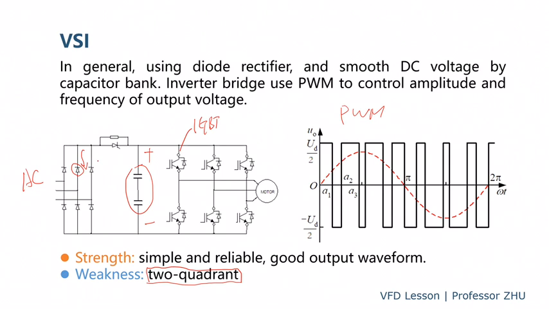If we want to do regeneration on this VSI drive, you have two options. One is to put a DC chopper on the DC side to absorb the energy and convert it to heat on the chopping resistor. The other one is to change the diode rectifier to an IGBT rectifier. Similar to the output, a three-phase IGBT bridge using PWM technology. This IGBT bridge can do regeneration, converting the DC energy back to the AC grid.